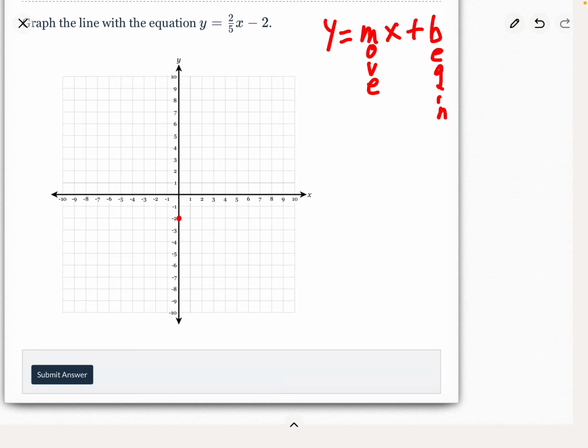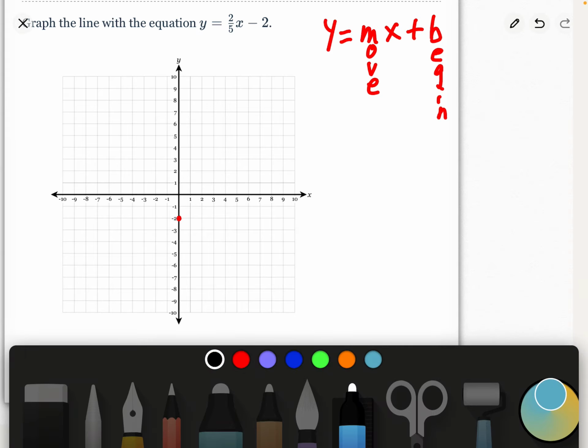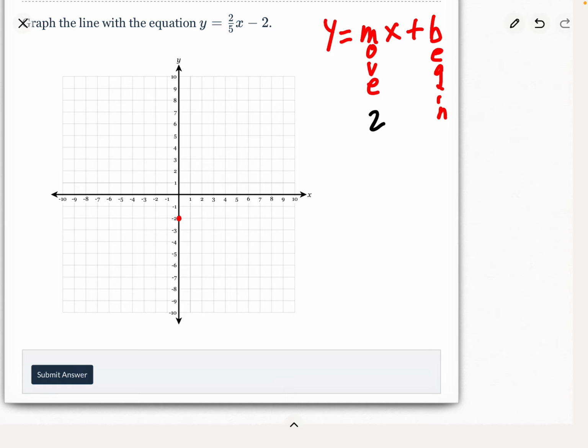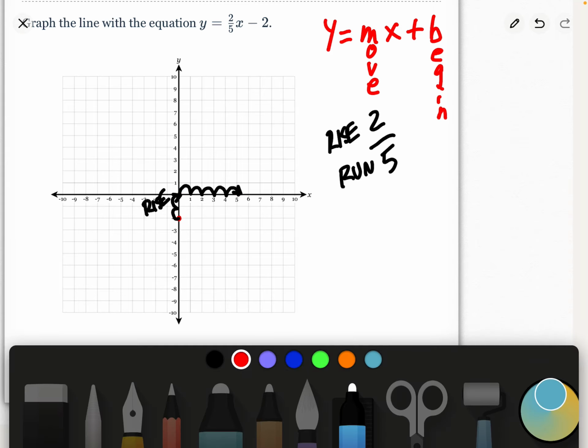And then I'm going to move 2/5. So that means I'm going to rise 2 and I'm going to run 5. So let's do that. So 1, 2. That's my rise. And then I'm going to run 5. 1, 2, 3, 4, 5. That's my run. And now I can put my second point here.